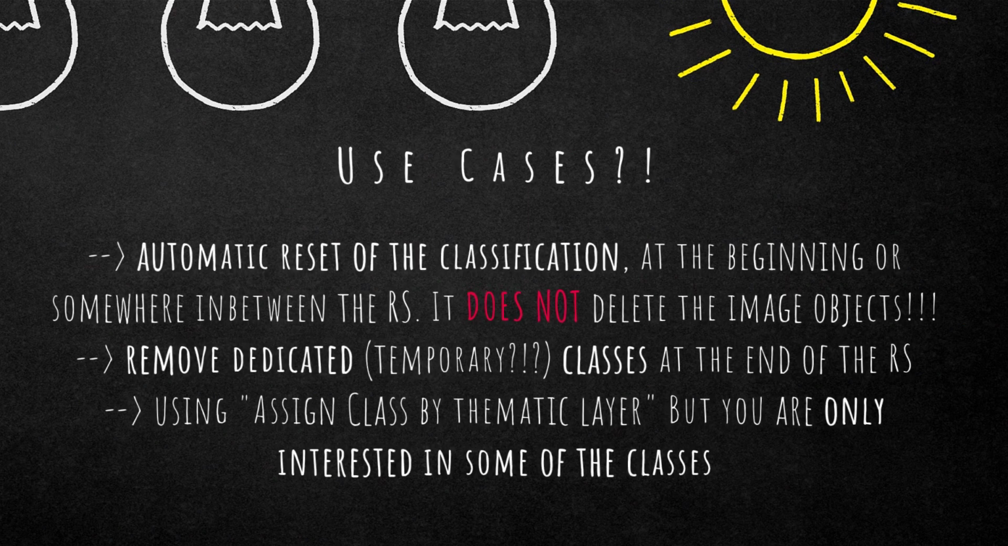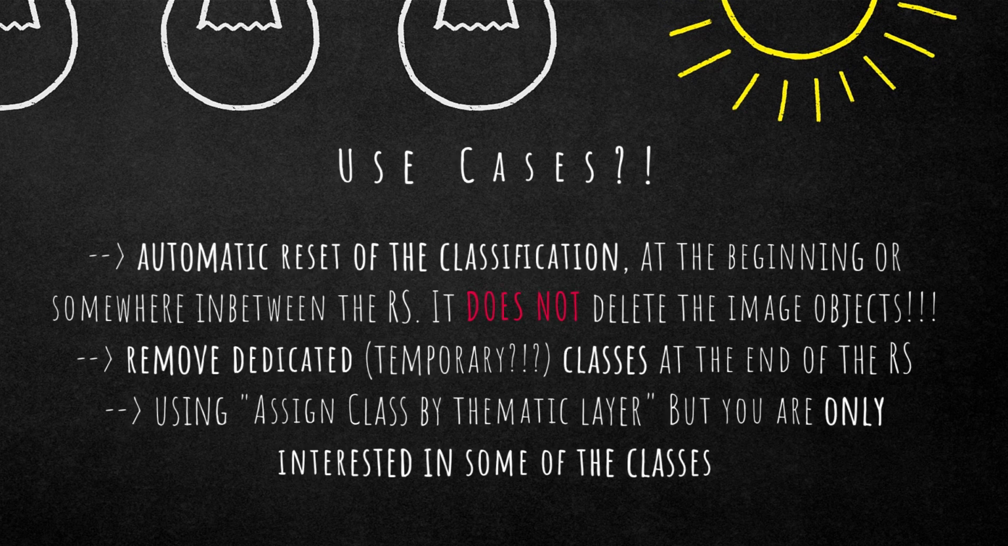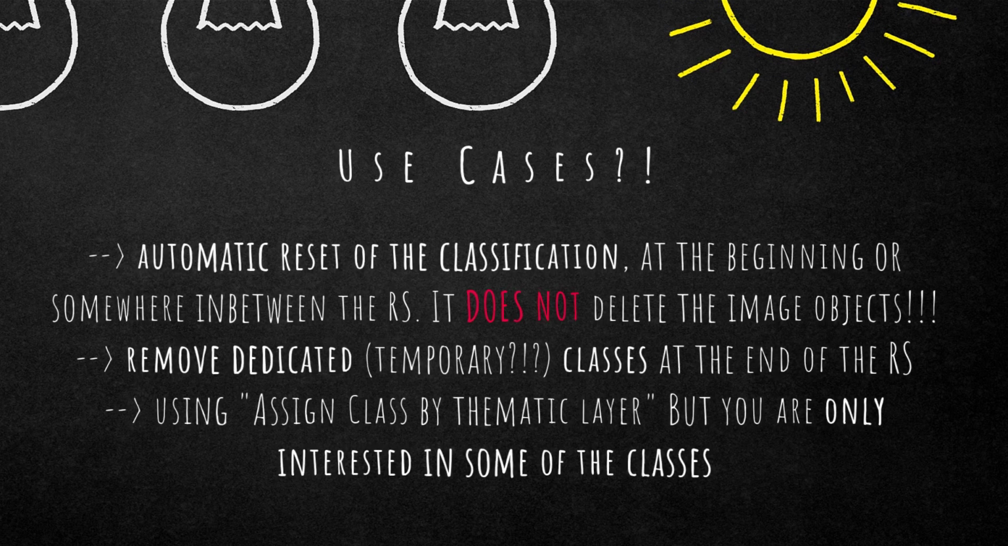I got 3 for you. First one, automatic reset of the classification. So you can implement this at the beginning or somewhere in between the rule set, wherever you want to have a reset of the classification. And using this remove classification algorithm does not delete the image objects, right? So you're keeping the image objects, they are simply becoming unclassified, they're losing their classification, right?